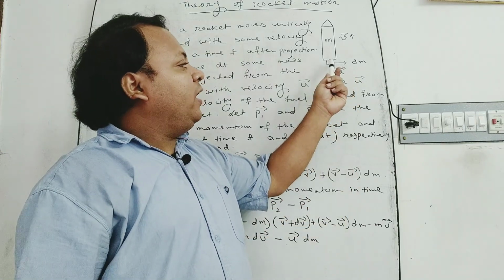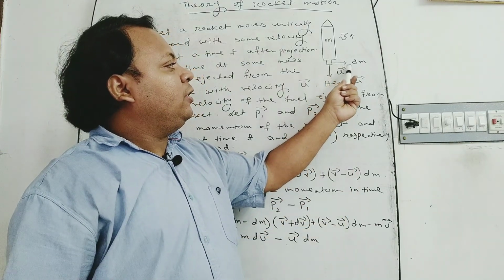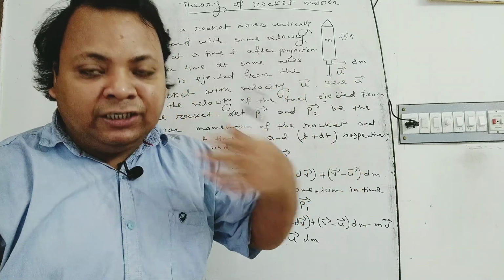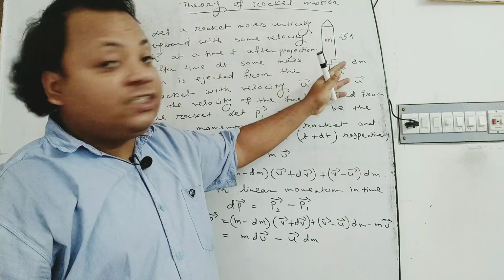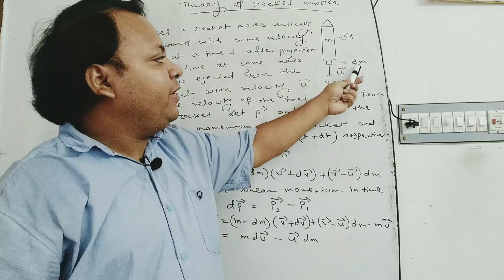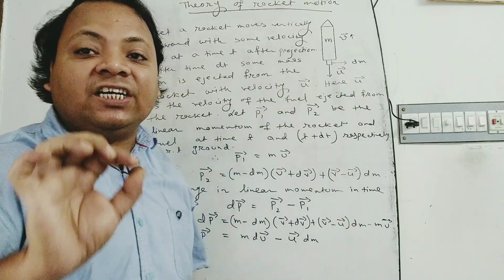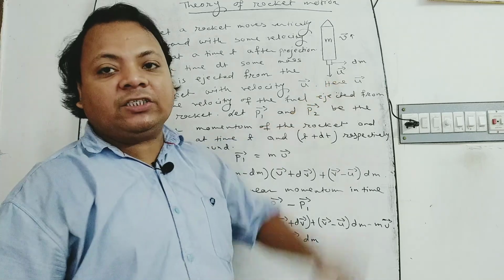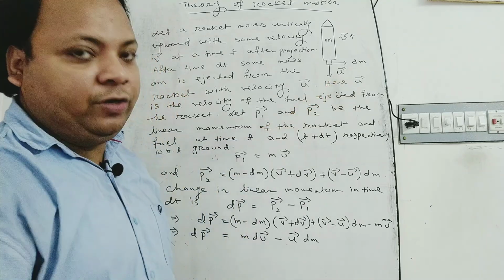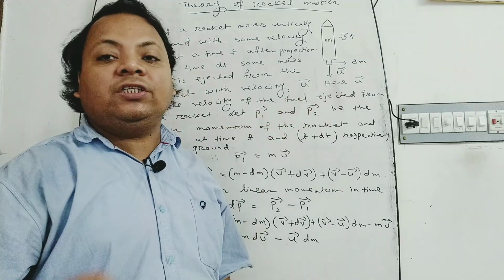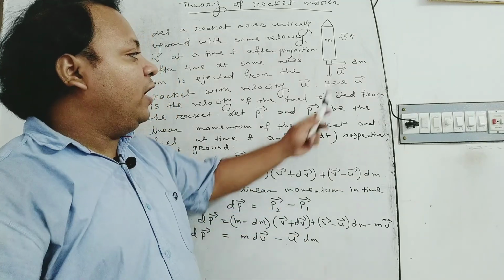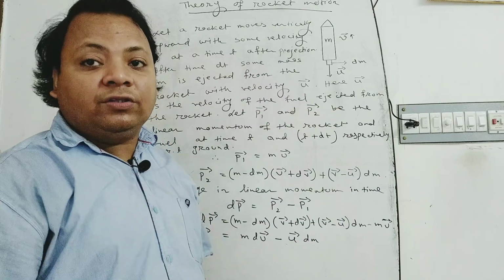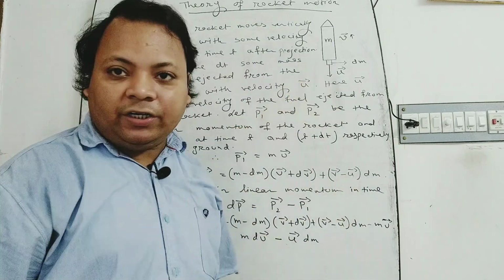Some fuel from the rocket is ejected with some velocity u. Here dm is the mass of the ejected fuel. u is the velocity of the fuel which is ejected from the rocket. The value of u remains constant with respect to the rocket.